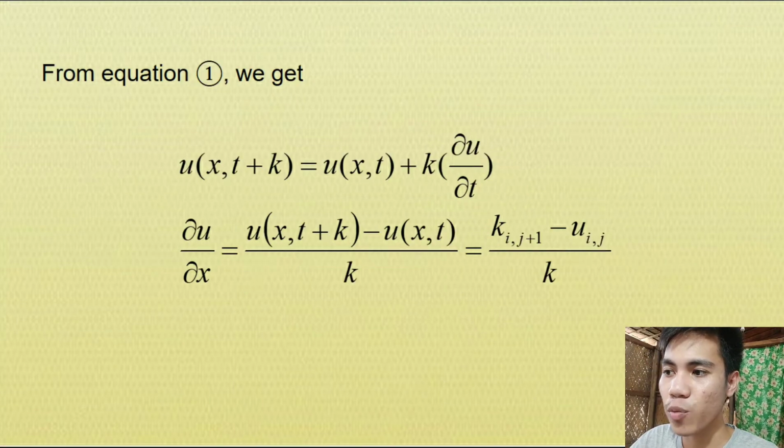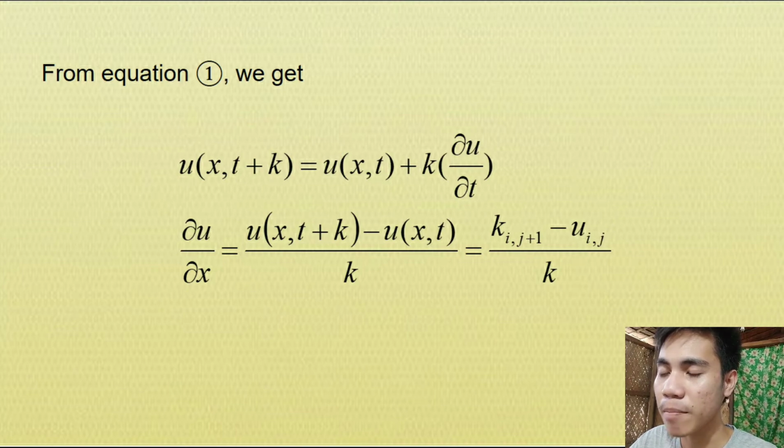From the first equation, we get u of x comma t plus k is equal to u of x comma t plus k times the partial derivative of u with respect to t. So the partial derivative of u with respect to t is equal to u of x comma t plus k minus u of x comma t, all over k, which is u sub i comma j plus 1 minus u sub i comma j, all over k.